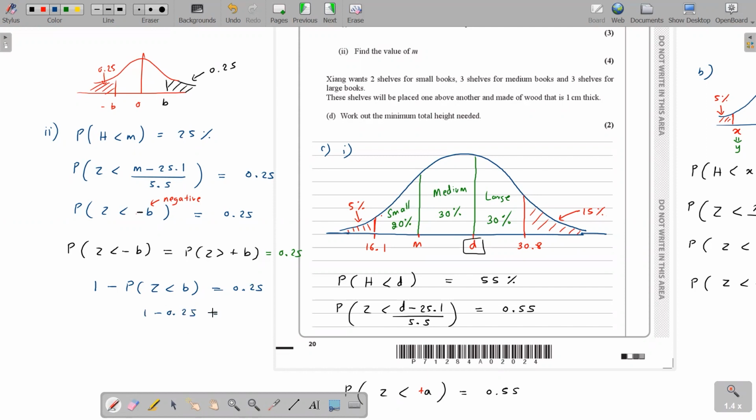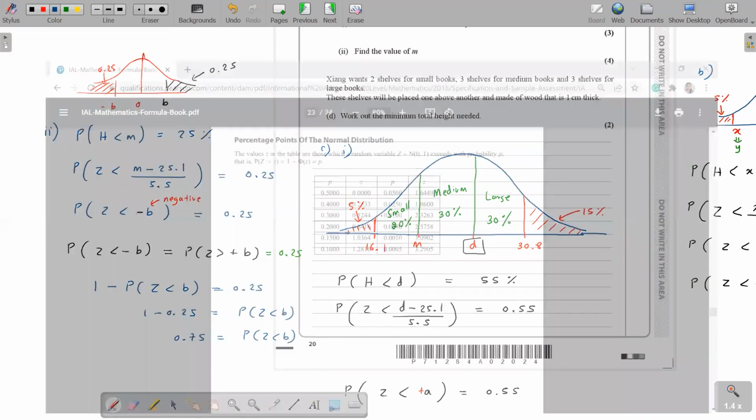So I have done a revision. I have done a video on the S1 normal distribution. So first check it out if you need to revise on the normal distribution. Okay, so then we'll continue on this. 1 minus 0.25 equals probability Z is less than B. So this is 0.75 equals probability Z is less than B, which we take from the first table, right?